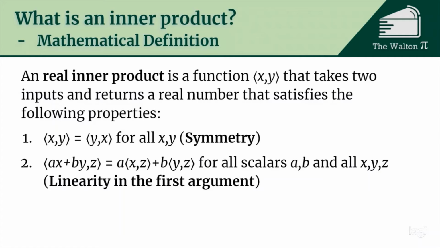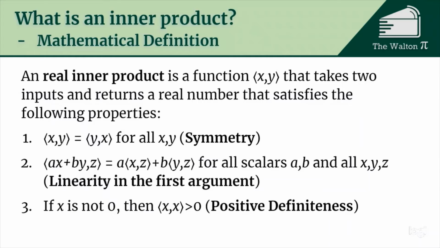Then we have the inner product of ax plus by and z that's equal to a times the inner product of x and z plus b times the inner product of y and z for all scalars a and b and for all x, y, and z in whatever we're taking inner products of. And this is called linearity in the first argument because this is linear only looking at the pieces in the first section of our inner product.